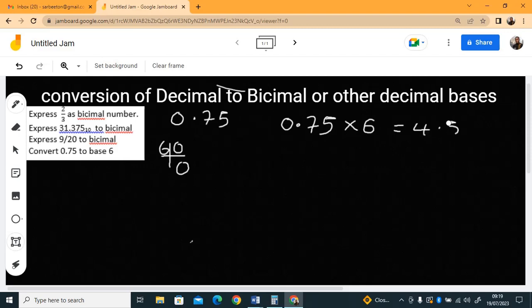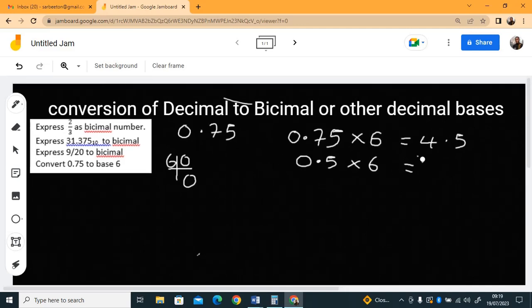Now you have 0.5 to multiply again by 6. 0.5 times 6, what did you get? You get 3.0, or 3 anyhow. So it means you have stopped at 0, so nothing again. So you stop. You are dealing with these numbers here.